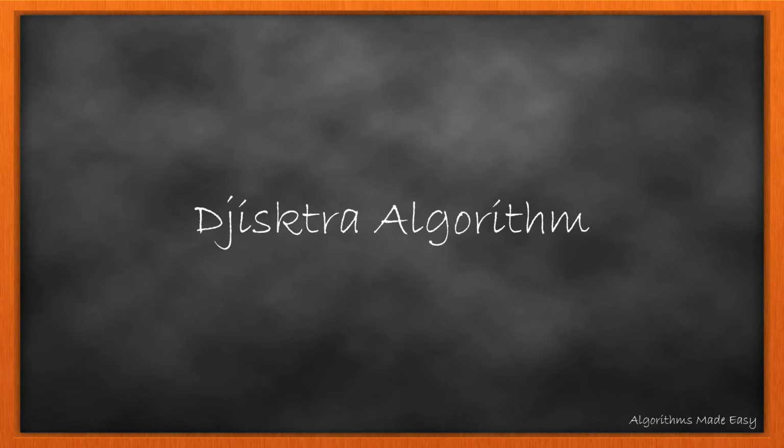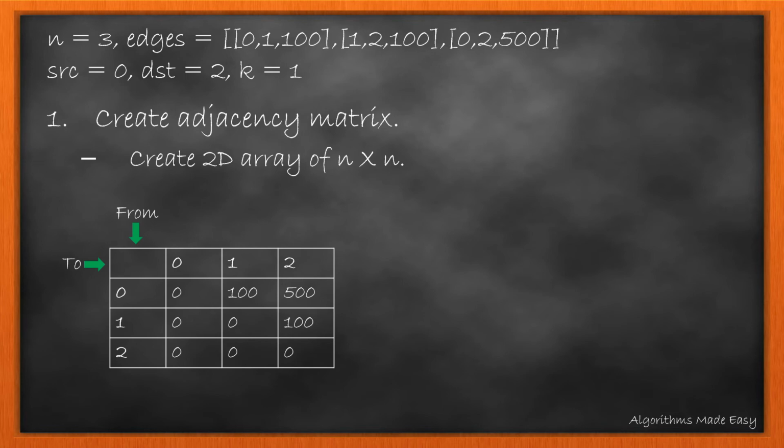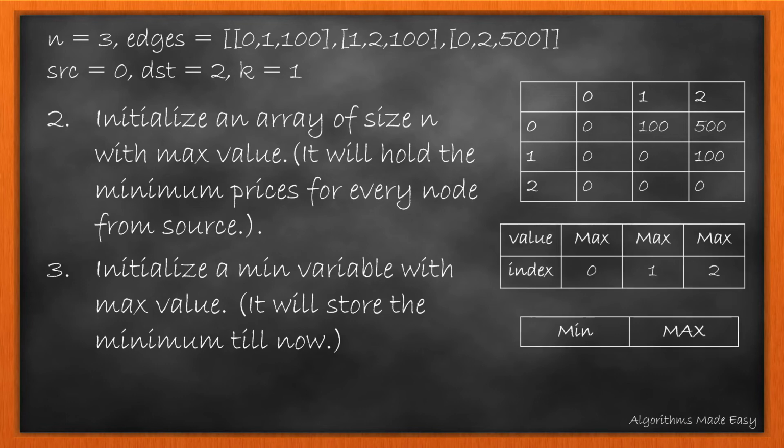There's a more popular approach of finding the shortest path, which is Dijkstra's algorithm. Taking the same example, we will create the adjacency matrix. This is how it will look. Now, we will initialize an array of size n with max values. It will hold the minimum price for each node from the source, and we also initialize the min variable which will store the minimum price till now. Here's how they will look.